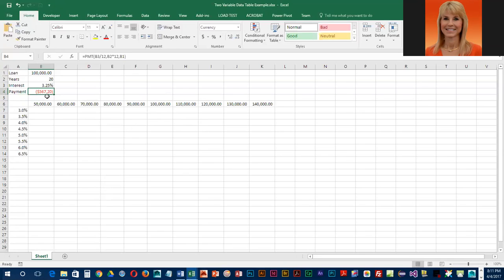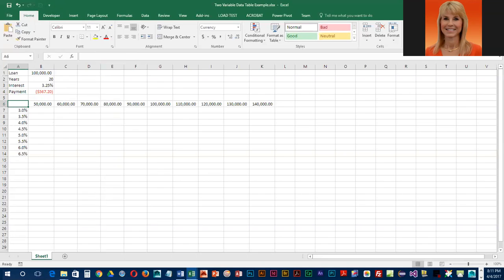And you guys have seen this before. Okay, so we're basically taking the interest rate, dividing it by 12 to get months, and then we take the number of years and multiply that by 12 to get months, and then we take our loan. And we want to know at these different interest rates and the different loan values what our payments are going to be. So where the values in the table intersect, cell A6, that is where the equation needs to go.